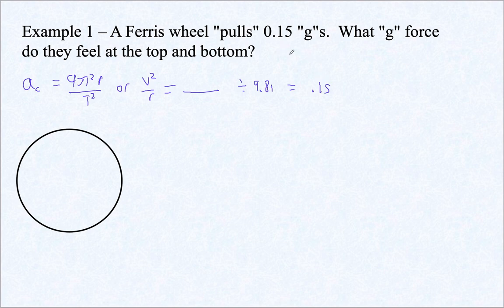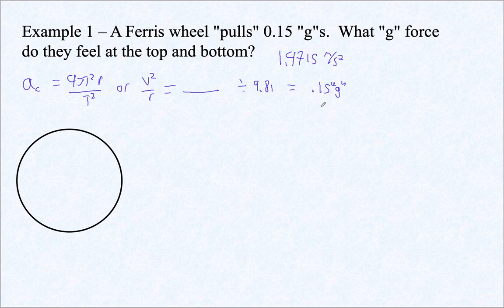Now, by the way, this acceleration in meters per second, this is G's. In meters per second squared, that would be 1.4715. That's meters per second squared. If you take that and divide by 9.81, you get 0.15 G's. Okay, so that's what that means.